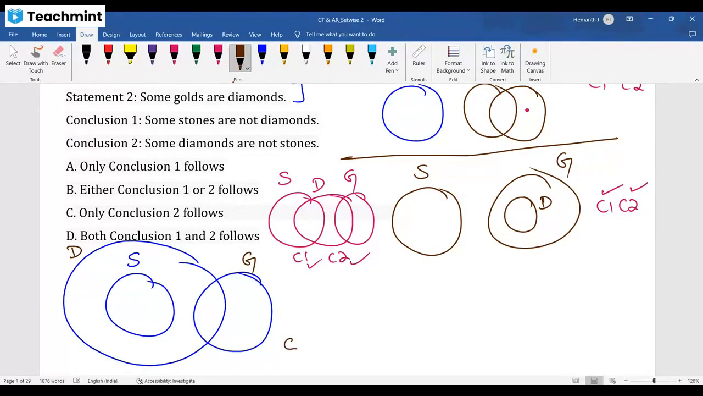First one failed here. It's not both true. First one failed. Second one true because this diamond part is not involved in stones. So it's only the second that follows. Guys, see this.